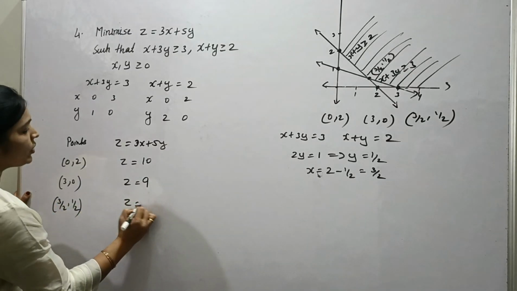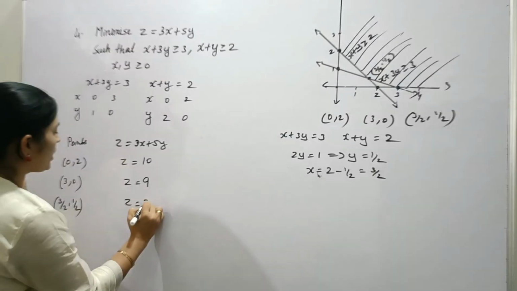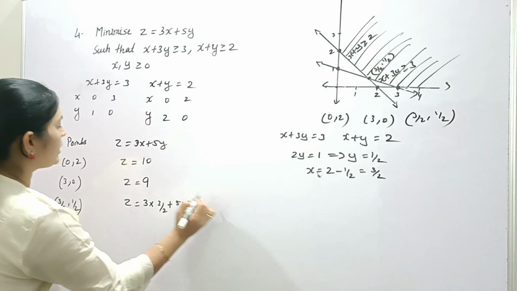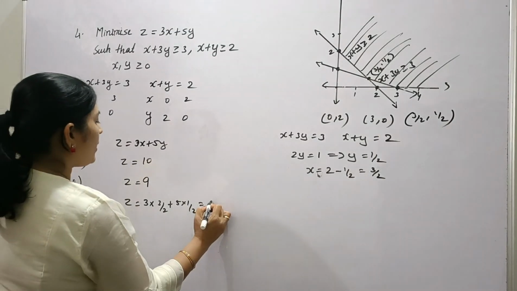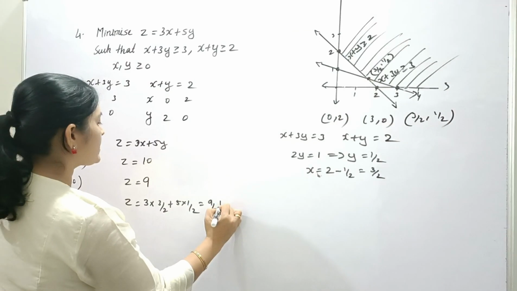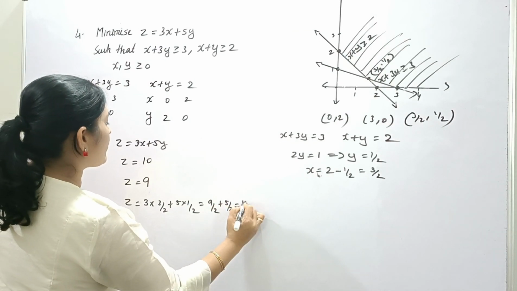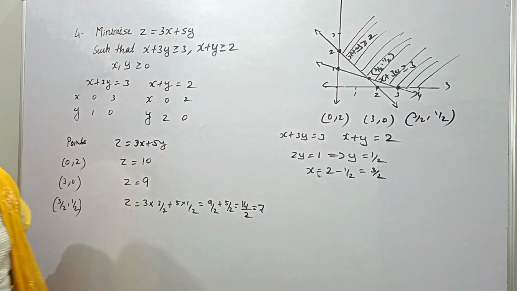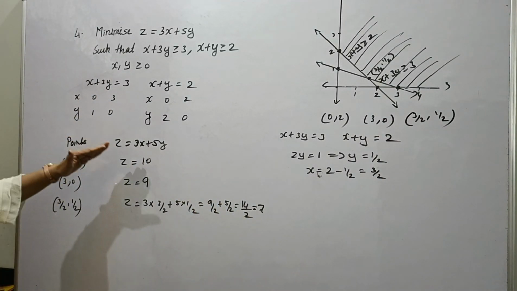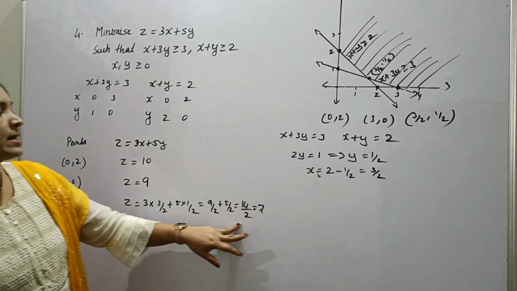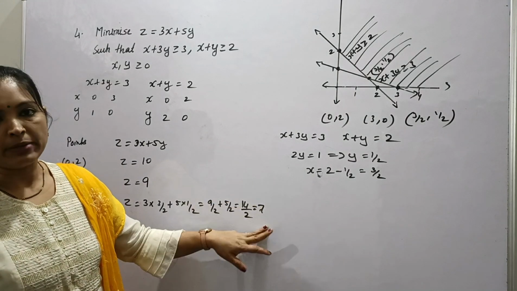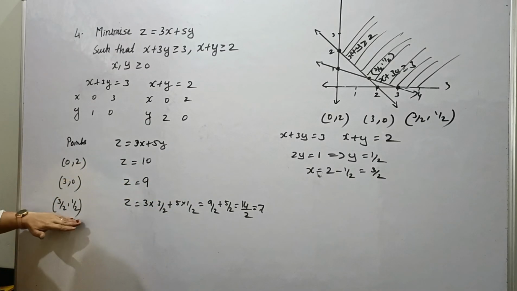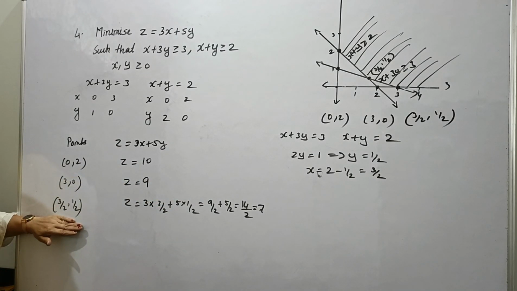Z is equal to, put x is equal to 3/2. 3 into 3/2 plus 5 into 1/2, that is equal to 9/2 plus 5/2, that is 14/2, which is nothing but 7. Okay. So here which is minimum? The minimum value is 7. So here z is minimum at the point (3/2, 1/2).